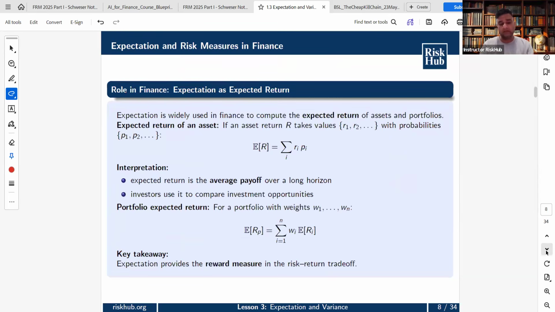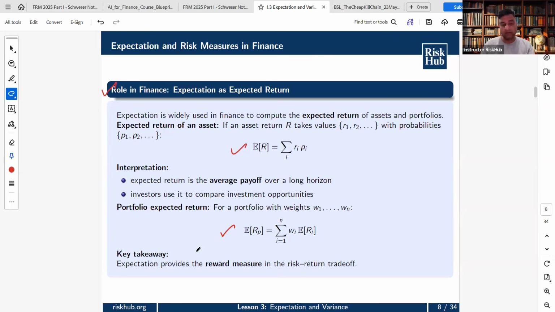Slide number 8, expectation versus expected return. Again, now we move from probability into finance. Asset return R, possible returns R1, R2, R3, with probabilities P1, P2, P3. Expected return is equal to the sum of R_i P_i. For portfolio return, with portfolio weights W1, W2, Wn, E[R_P] is equal to the sum of W_i times E[R_i]. Extremely important result. Expectation is linear, right?